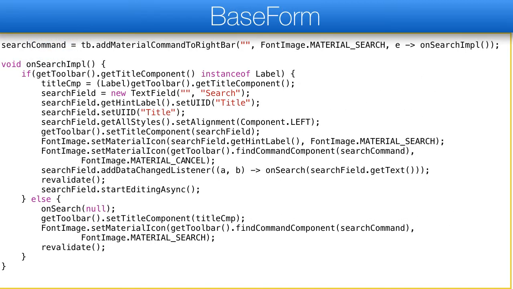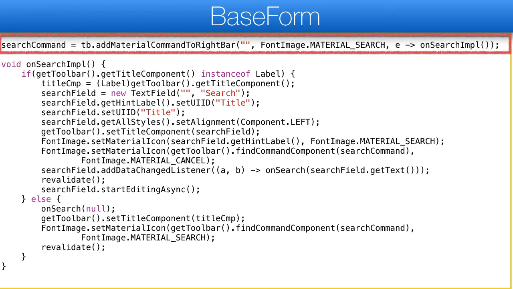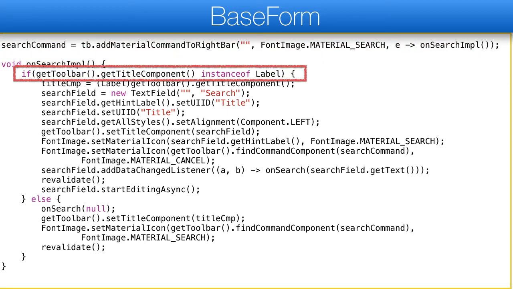To enable search, I started with this method that might look intimidating, but it's really quite simple. This is the command representing search, which we use instead of the built-in command. Search has two modes. In one of them, the title is a regular label title, and in the other, the title is a text field where we are searching. When we press the search button, we effectively toggle between these two.